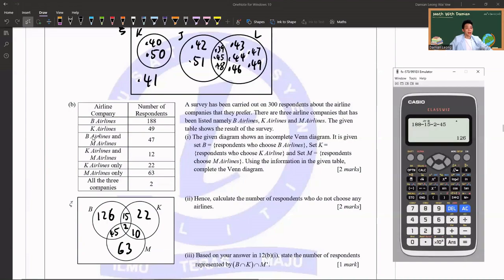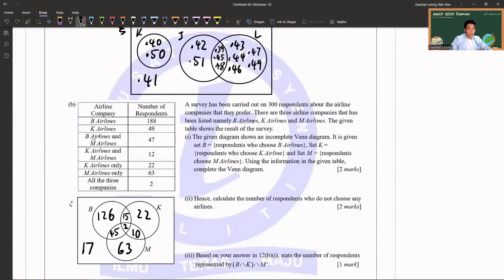Then in total, there are 300 respondents. So if I take 300 minus all the numbers here, minus 126, minus 15, minus 22, minus 45, minus 2, minus 10, minus 63, the leftover would be those who do not choose any of the three airlines.